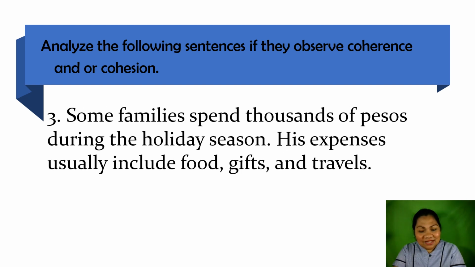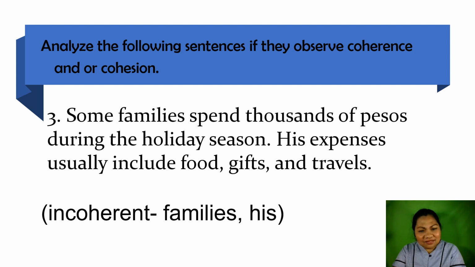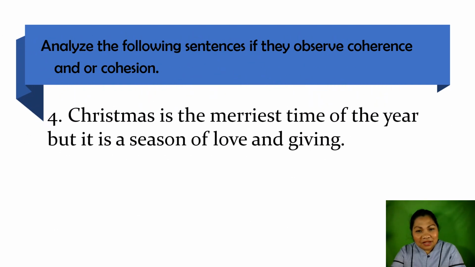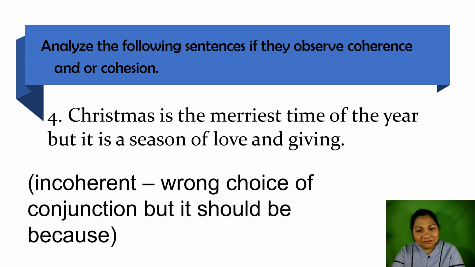The third one. Some families spend thousands of pesos during the holiday season. His expenses usually include food, gifts, and travels. That's right, that's incoherent. So families and his. The fourth one. Christmas is the merriest time of the year, but is the season of love and giving. That's right, it's incoherent. Wrong choice of conjunction, but it should be because.